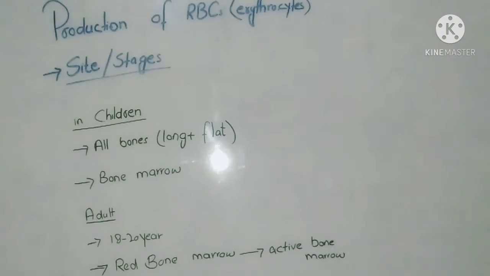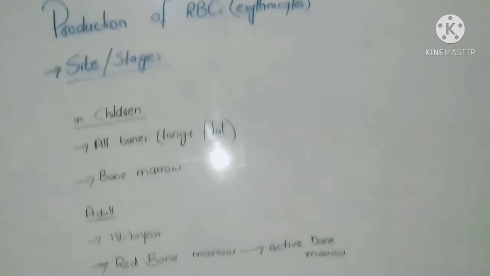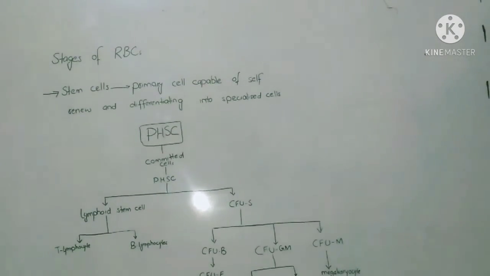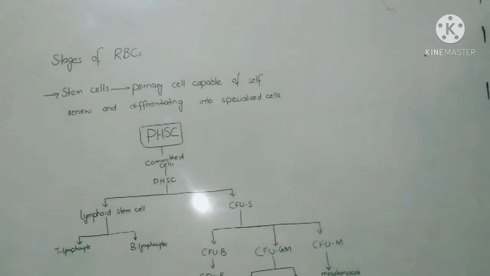In children, all bones, long plus flat, produce RBCs in bone marrow, while in adults, from 18 to 20 years, red bone marrow produces RBCs. Red bone marrow is also known as active bone marrow. Stages of RBCs include the stem cell. A primary cell capable of self-renewal and differentiating into specialized cells is called a stem cell.